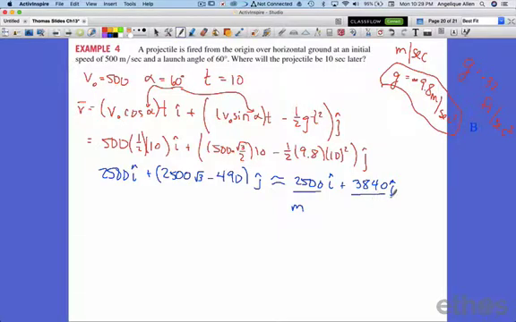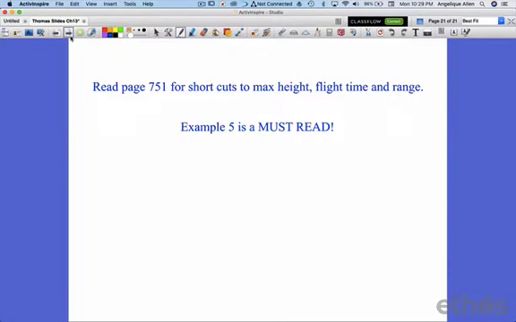All right, so that's what this looks like. Now I am going to ask you to take a look at page 751 for shortcuts and formulas. They derive formulas for shortcuts to figure out the maximum height, which is of course the y-coordinate of the vertex, the flight time, the range. If you remember your quadratics really well, you don't need shortcuts for these. You know how to do it.